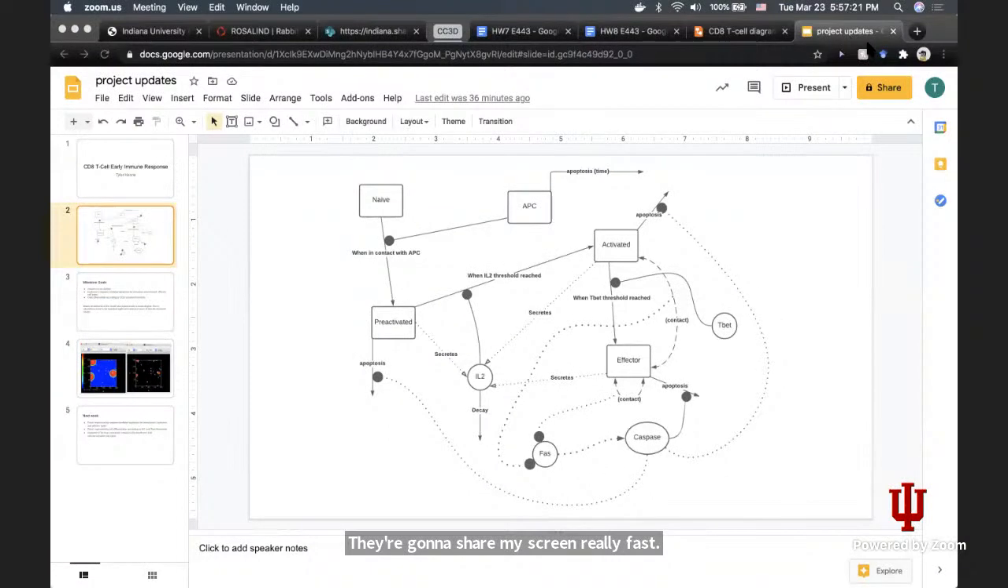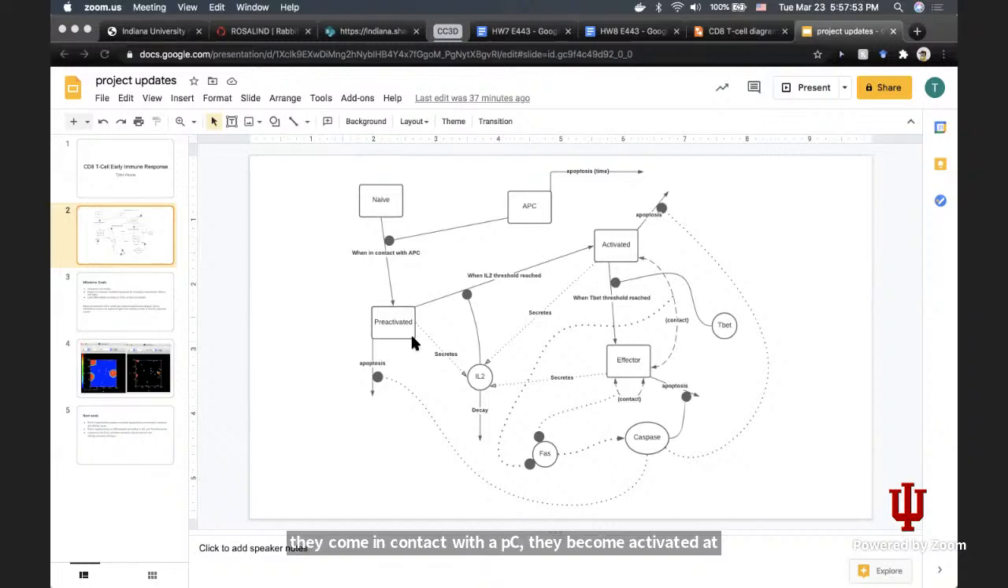Okay, so I've constructed a flow diagram to outline the overall outlook of my project. So far I have nearly every element here implemented in some fashion. Some of it still needs tweaking, mostly the IL-2 field, which, as you can see, lies at the center of this entire flow diagram pretty much. But as I described before, we have naive cells that when they come in contact with APC, they become pre-activated.